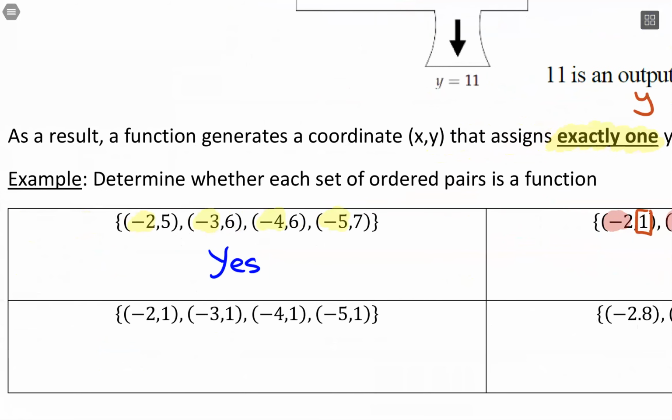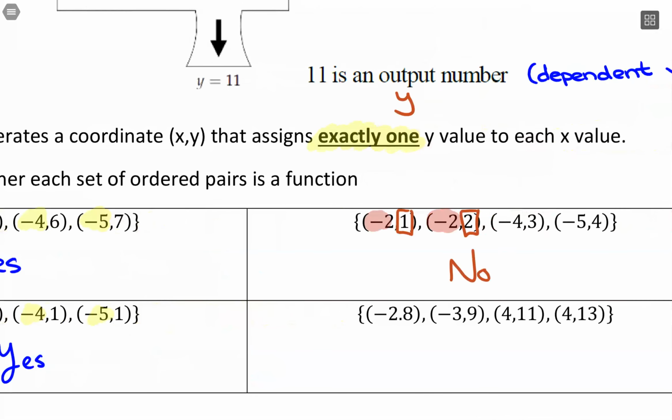Our next one, looking through the x values, we have a -2, -3, -4, -5. We're all good. I could even just ignore the y values completely with that question, because as soon as I see that I have all unique x values, this is going to be a yes. And if we do look at the y values, we can see we're just getting +1 over and over again, but that's totally fine. The key is that we input a value and got one output.